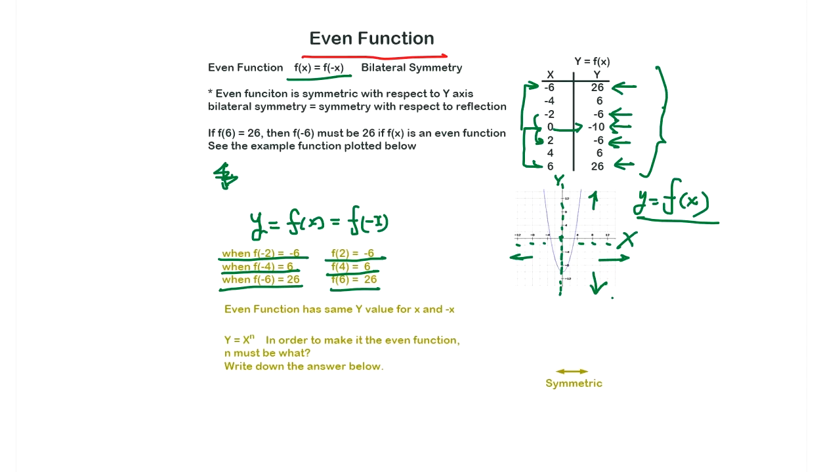The y is related to x in a very peculiar way. The x value and negative x value produce the same y. So even function has the same y value for x and negative x. This is the way we describe even function.